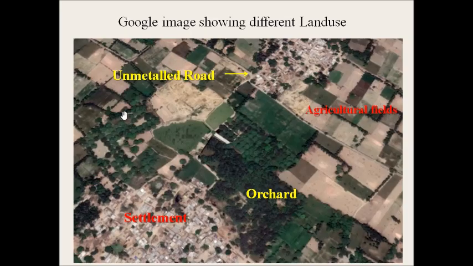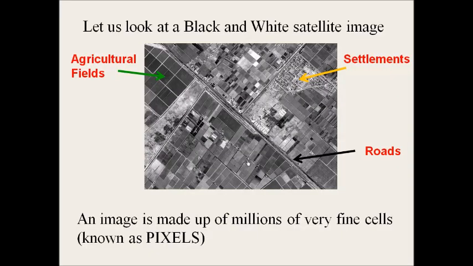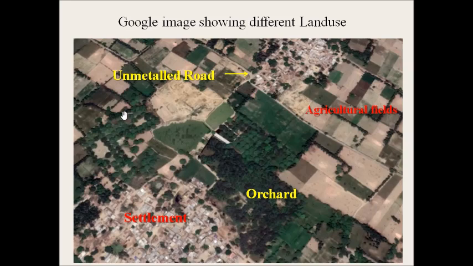Now here I take this Google image which we are all very much familiar with nowadays. So this is some rural area where we have different types of landforms like the village settlement. Here we have got the orchard, this is all orchard again, here it is, and then we have got the agricultural fields spread into this region, and also some unmetalled roads here at this place. So these are some of the features which we are identifying on the basis of their reflectance.